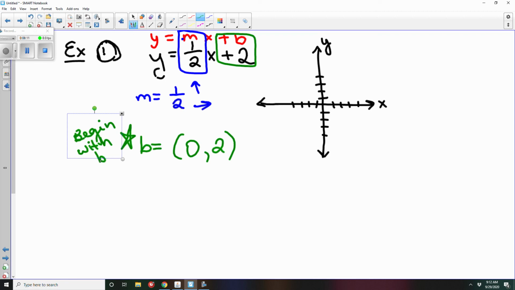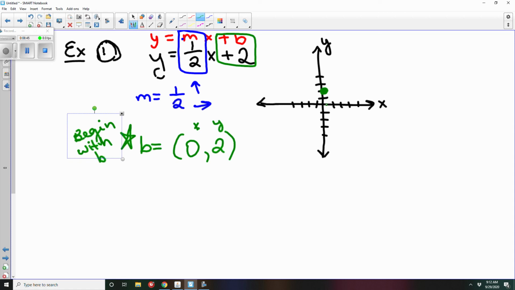So if I begin with B, B is (0, 2). So 0 is going to be the origin, and then where's 2 going to send me? You got it, up 2, 1, 2. Because if you think about it, it's your ordered pair, it's X and Y. So X is 0, so it's the origin. And then 2 sends you up or down your Y-axis. Ordered pairs are always X and Y. So X comes first.